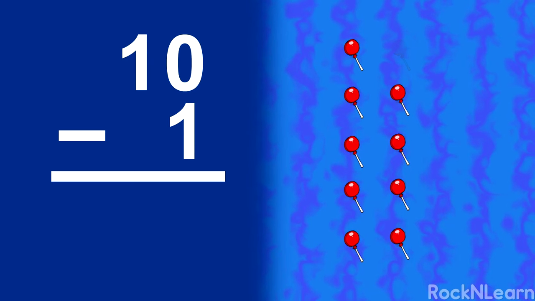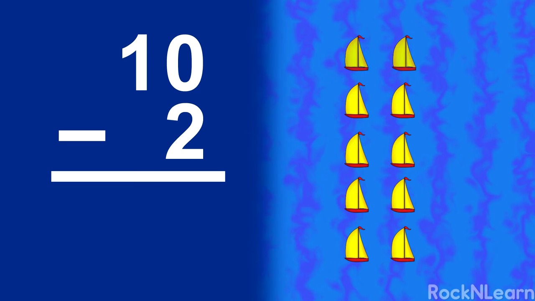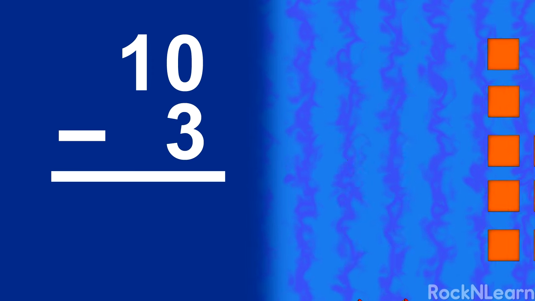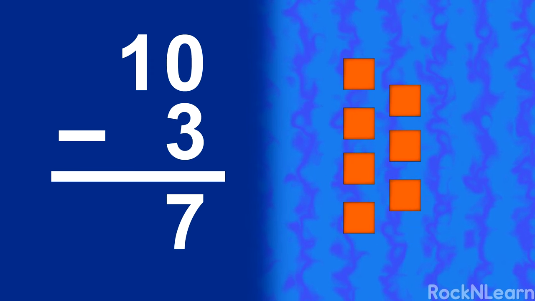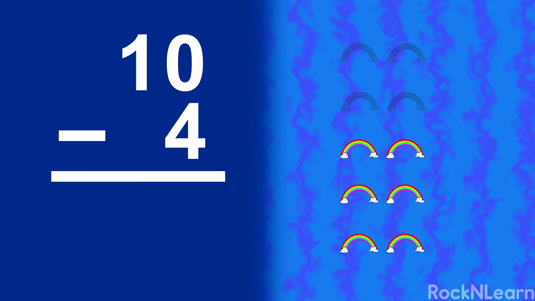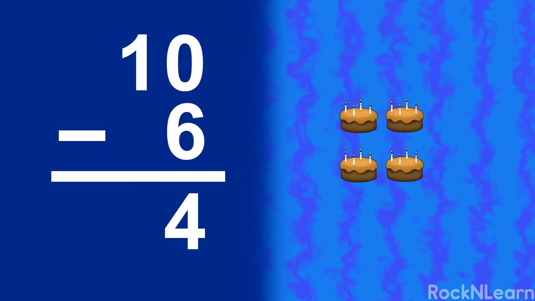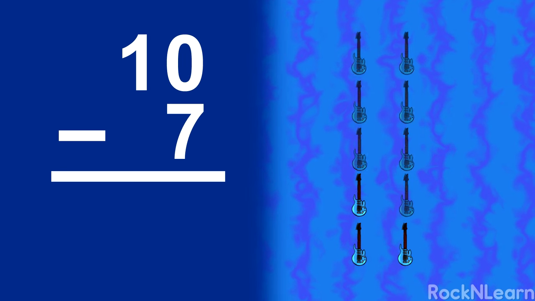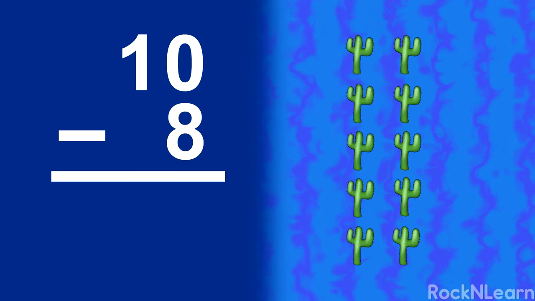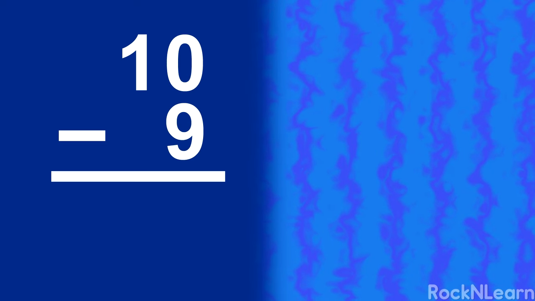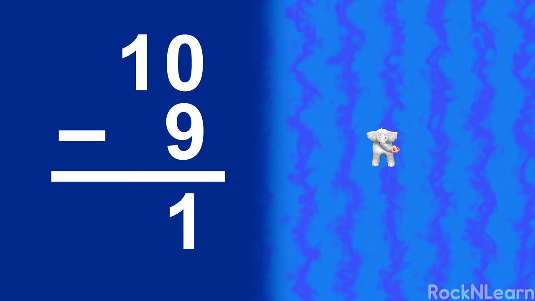10 minus 1 is 9. 10 minus 2 is 8. 10 minus 3 is 7. 10 minus 4 is 6. 10 minus 5 is 5. 10 minus 6 is 4. 10 minus 7 is 3. 10 minus 8 is 2. 10 minus 9 is 1.